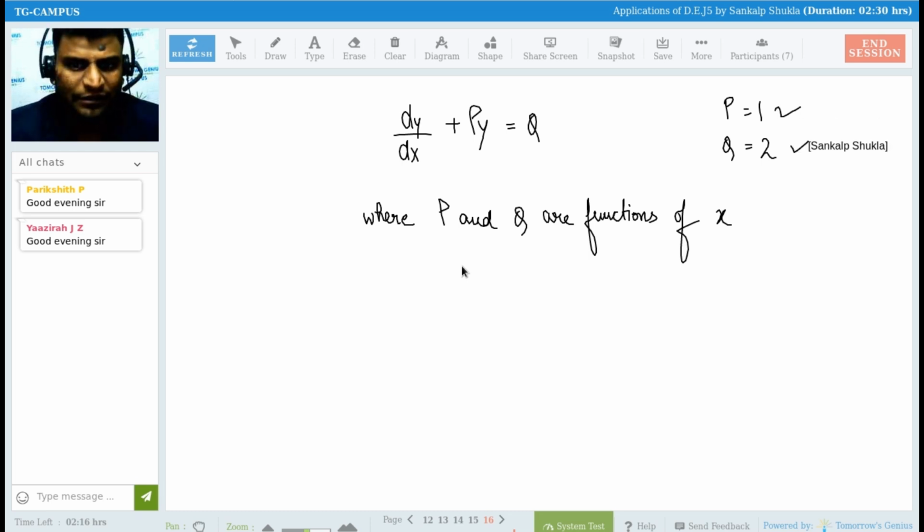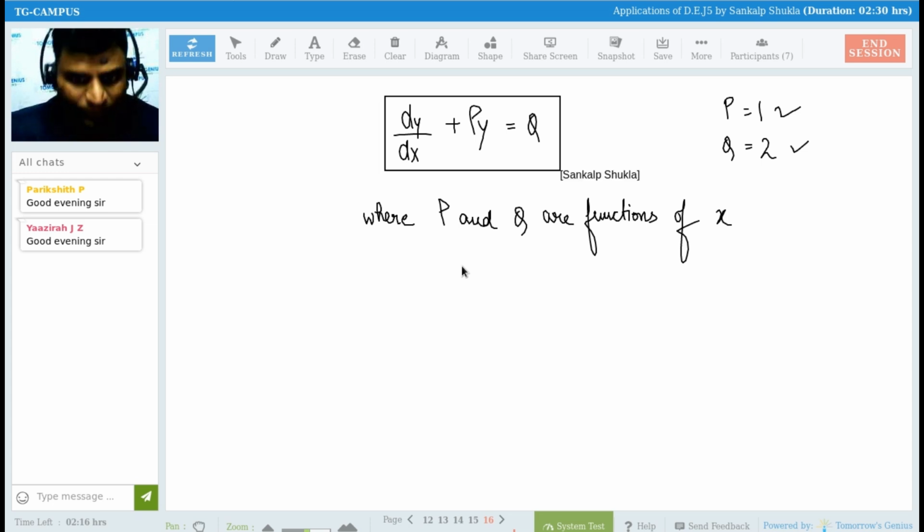Okay, see, this is the standard form for a linear differential equation. Now there are two things in the standard form. The first thing is, as you can see, the coefficient of dy by dx should be 1. You are not supposed to proceed if the coefficient is not 1. So the very first thing you have to do while solving a linear differential equation is to make the coefficient 1. If it is already 1, then you can proceed.